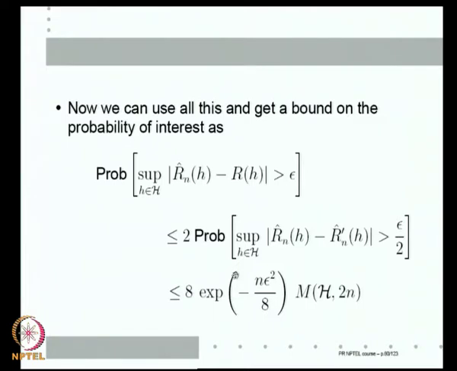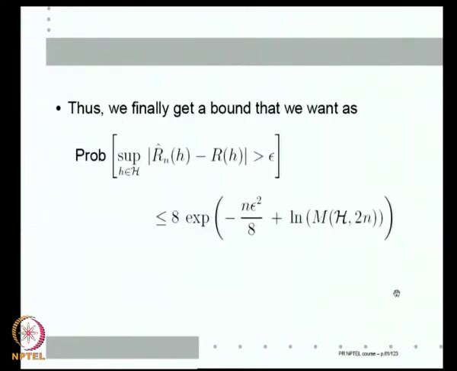Now, with what we have done so far, this in turn can be bounded above by 8 exponential of minus n epsilon square by 8 times m(H, 2n), okay, where m(H, 2n), because these are calculated based on 2n samples, I have to put 2n there. m(H, 2n) is the maximum number of distinguishable functions in H over all possible samples of length 2n. Okay. So, this is our final bound now.